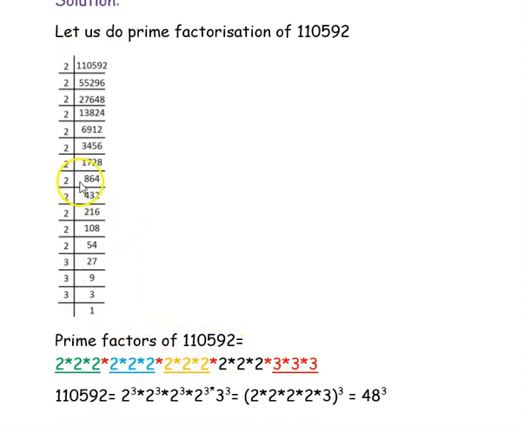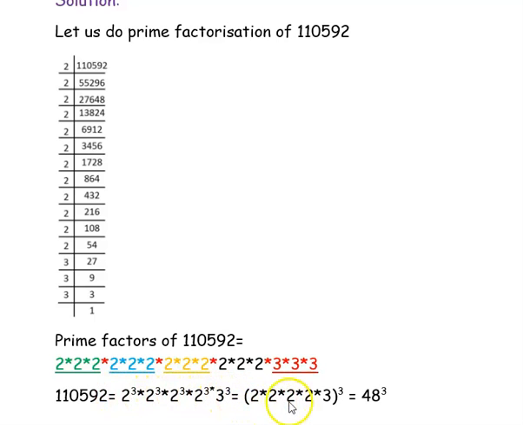Now let's count the number of 2's first. 1, 2, 3, 4, 5, 6, 7, 8, 9, 10, 11, 12: twelve 2's. So I have written the factors as twelve 2's and then three 3's. The twelve 2's we can group into 4 groups of three 2's each. So we can write the given number as 2 cube into 2 cube into 2 cube into 2 cube into 3 cube. Hence all the cubes are the same, we can multiply the bases.